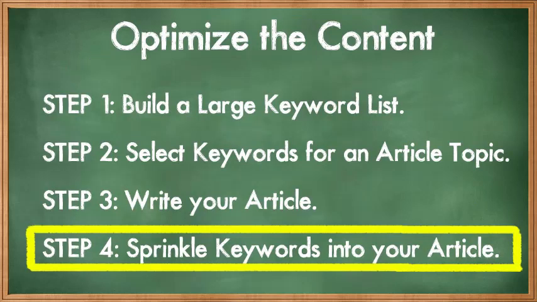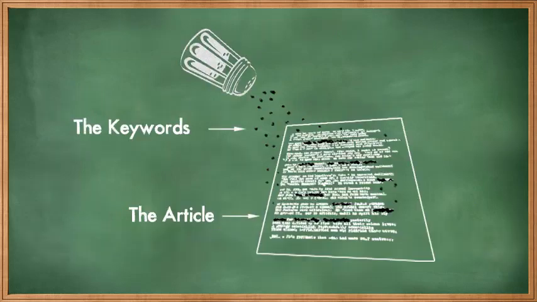Now finally, step 4, sprinkle keywords into your article content. Now you've built your keyword list, selected your keywords, and written the first draft of your article. Now this is the part where the so-called SEO optimization comes in. We need to SEO optimize your content. We sprinkle our keywords into the article text. In this metaphor here, you can think of the pepper as the keyword phrases. They're being organically sprinkled upon the sentences of your article. You're just massaging your keywords into your content.